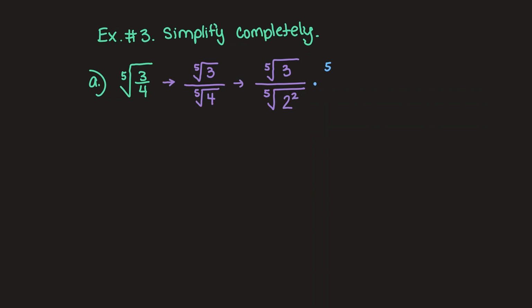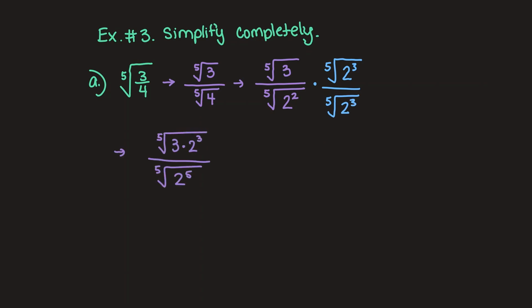So we multiply both the numerator and denominator by the fifth root of 2 cubed, multiply across, and we get a perfect fifth power as our radicand. So we have the fifth root of 3 times 8 in the numerator, which is the fifth root of 24, and the denominator simplifies to 2. Now we have eliminated the radical from the denominator, so our expression is simplified.